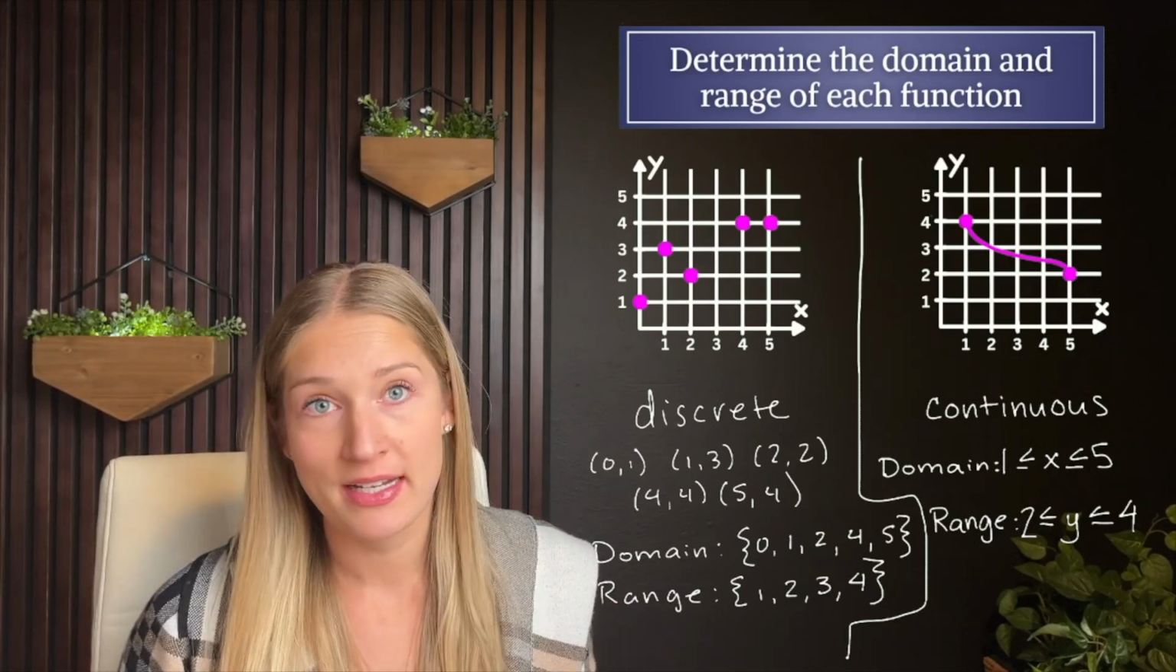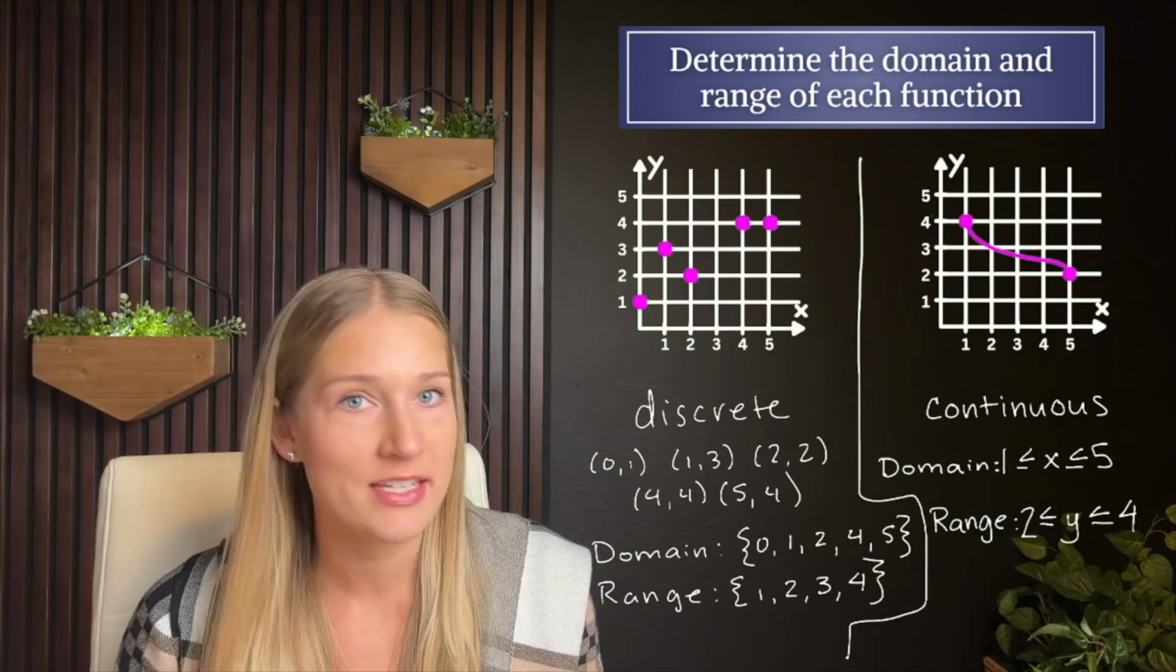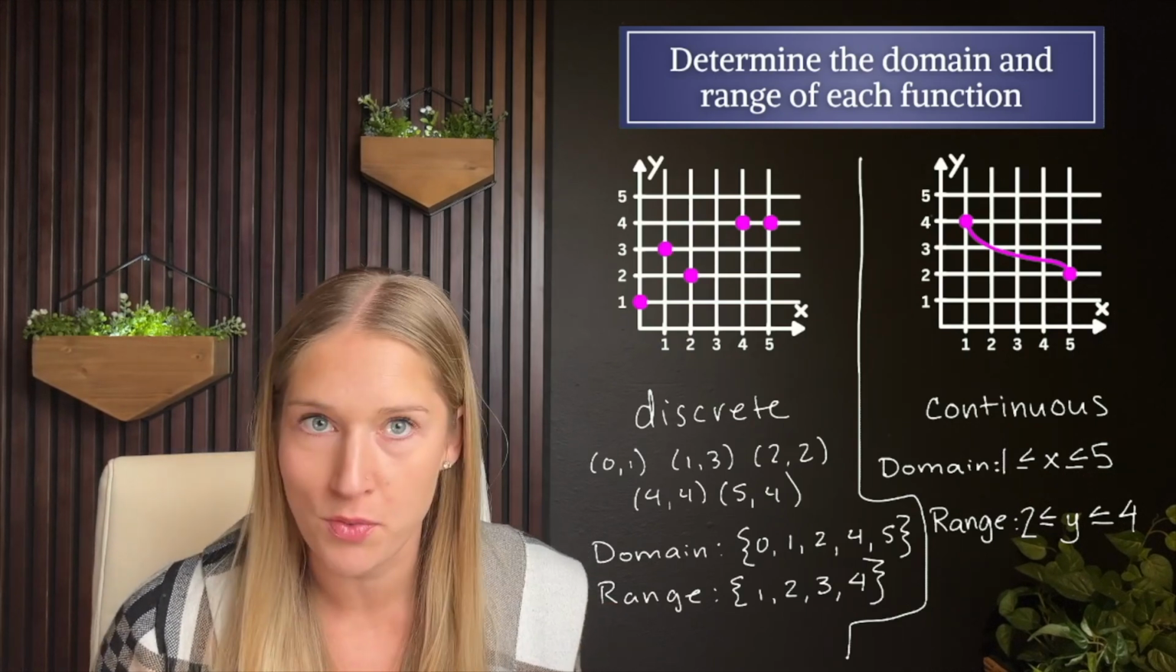For discrete data, for the dots, you're just going to go through and list all of the x values and list all of the y values that you use.